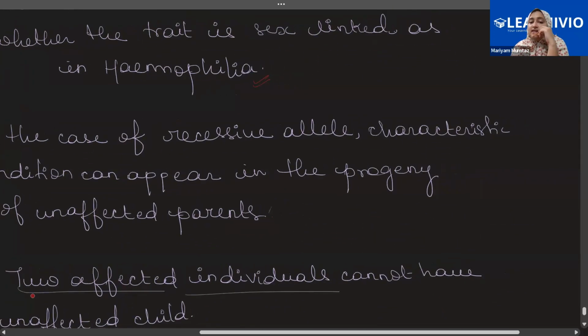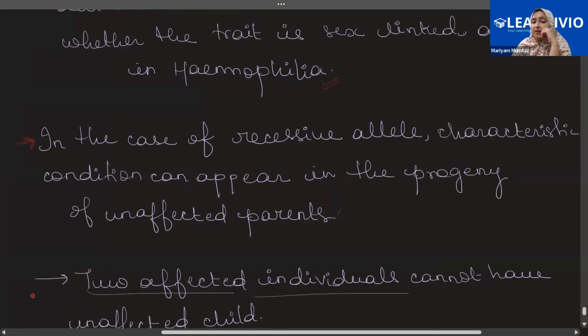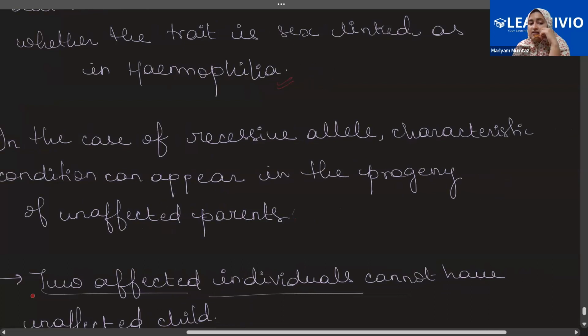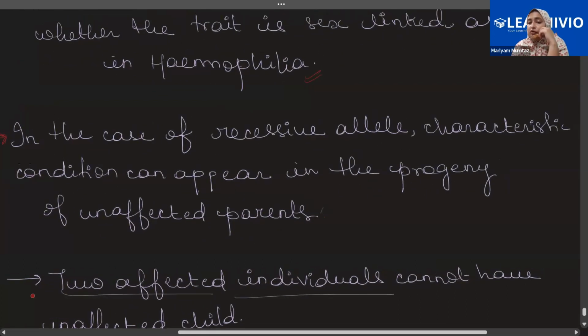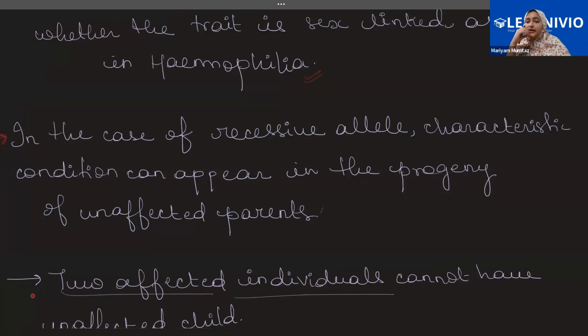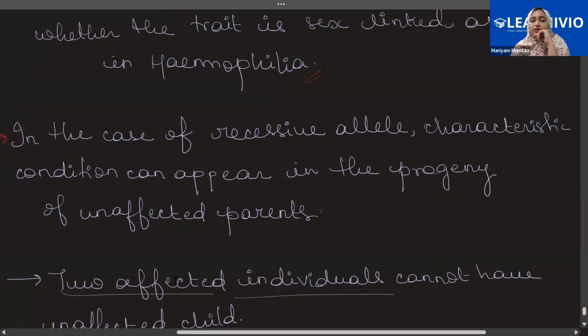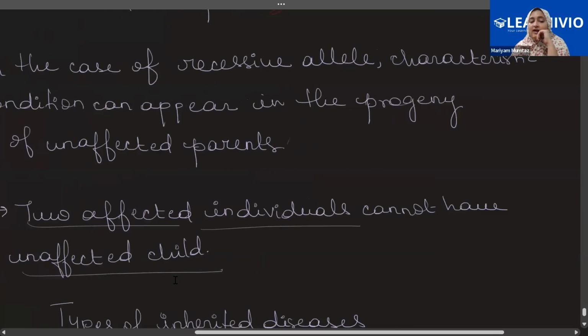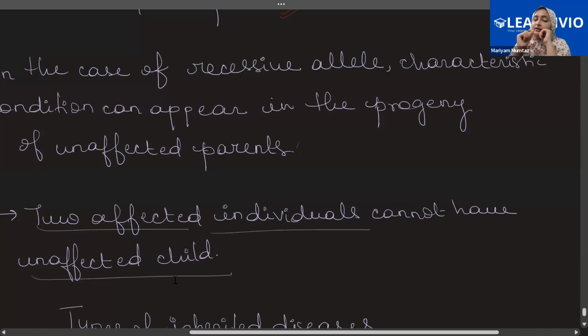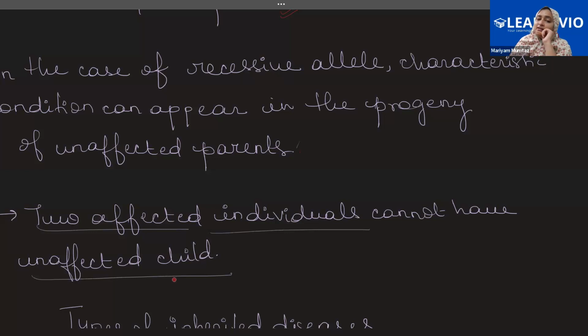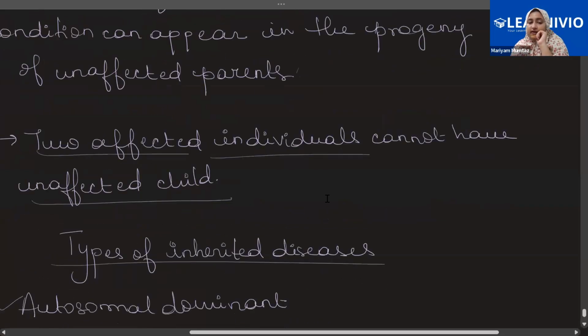Now, in the case of a recessive allele, the characteristic condition can appear in the progeny of unaffected parents. Because it is a recessive form, and once a recessive form gets into a homozygous condition, then it can be expressed easily, right? So that is what happens. Now, moving forward, two affected individuals cannot have an unaffected child. Two unaffected parents can have an unaffected child or an affected one, but two parents that are affected with a genetic disorder cannot have an offspring which is unaffected. The offspring has to be affected.